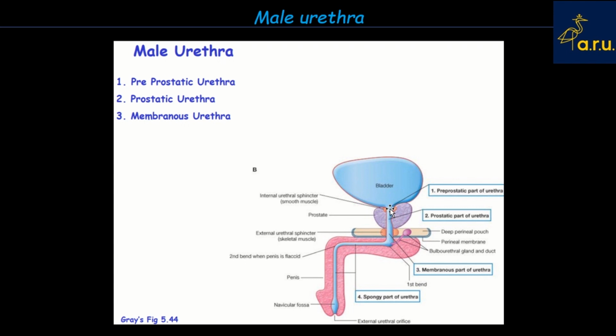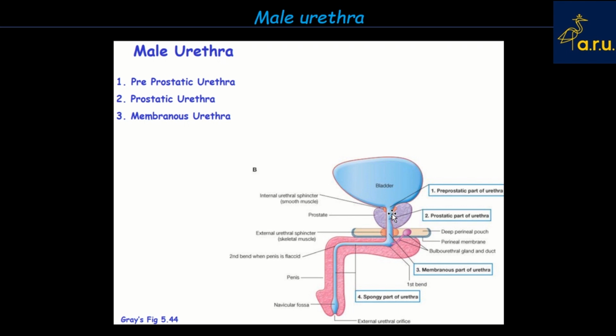As the urethra passes through the prostate gland, this part is known as the prostatic part of the urethra, and that is the second part of the urethra. There is a longitudinal midline fold inside the urethral mucosa. That longitudinal mucosal fold is known as the urethral crest, and it possesses a circular elevation in the middle, which is known as the seminal colliculus.